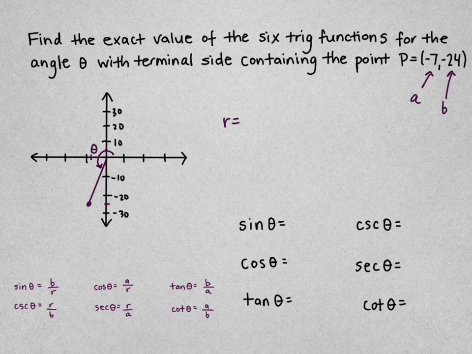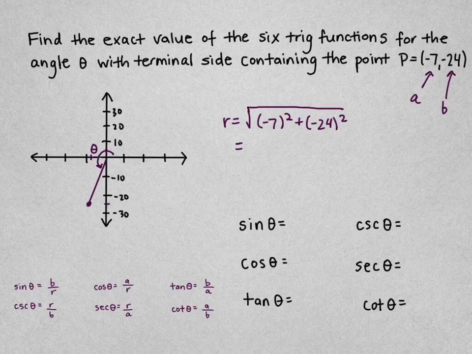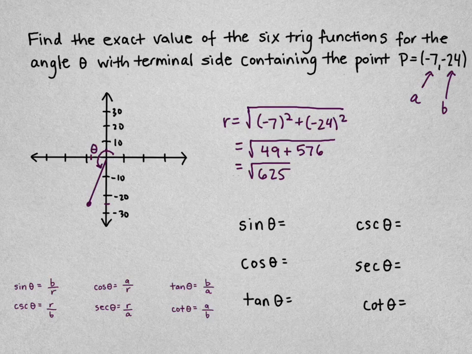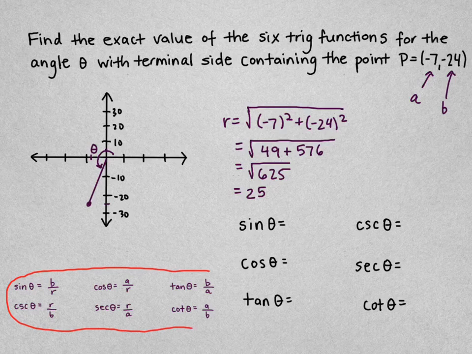So R is going to equal the square root of (-7) squared plus (-24) squared. That's going to give us the square root of 49 plus 576, which will give us the square root of 625, which will give us R equals 25. So now we want to use the ratios that we found earlier. I'm circling right now to find the values of these 6 trig functions.